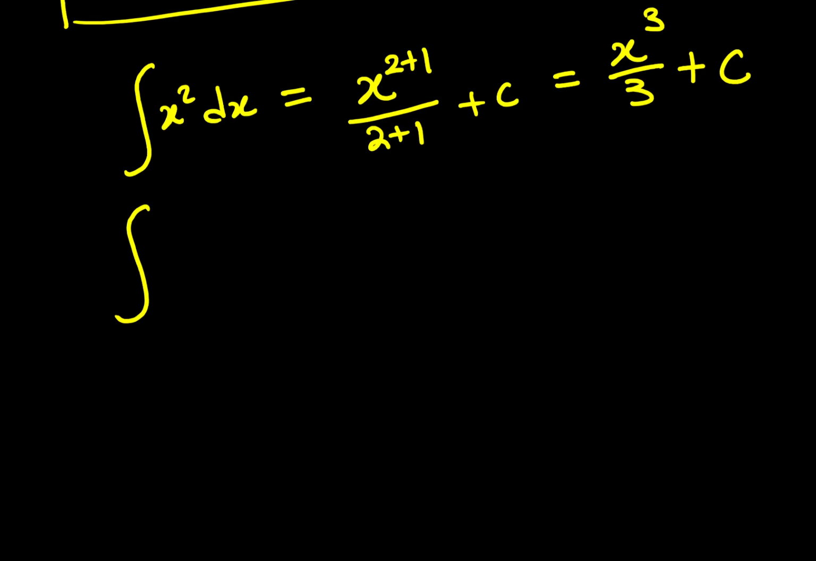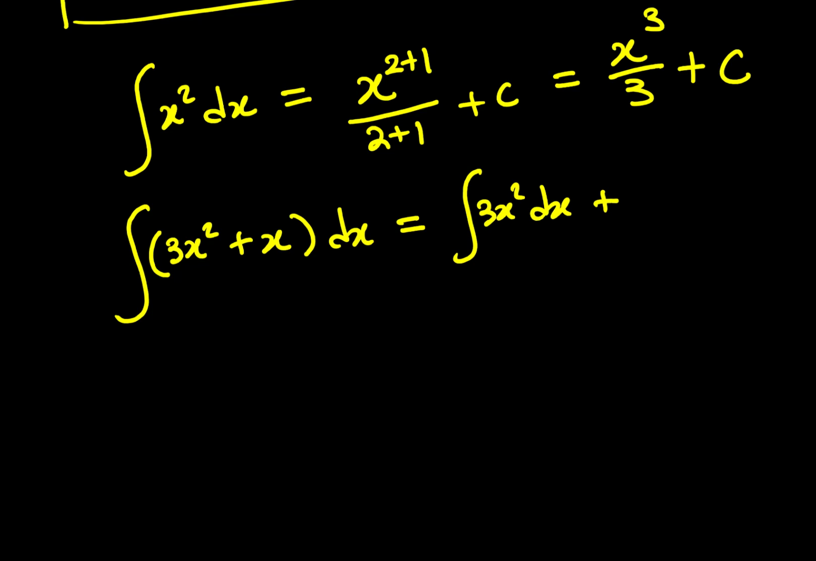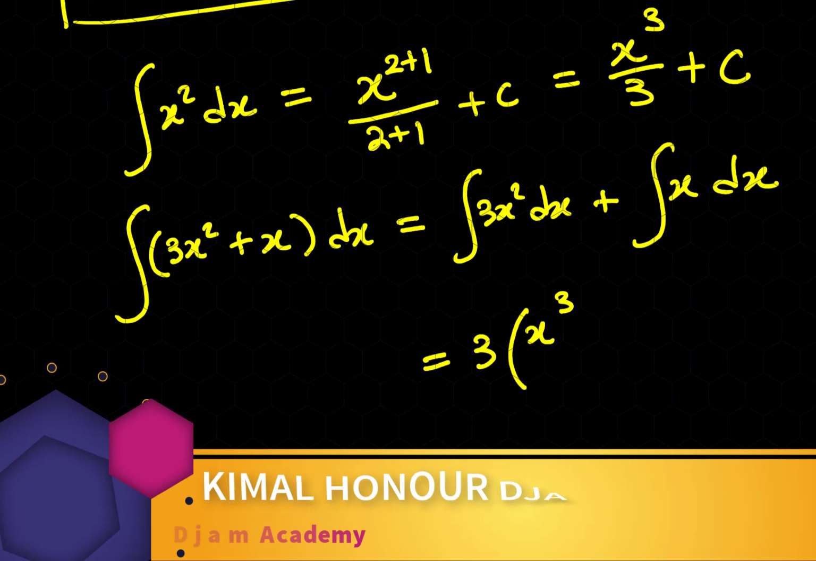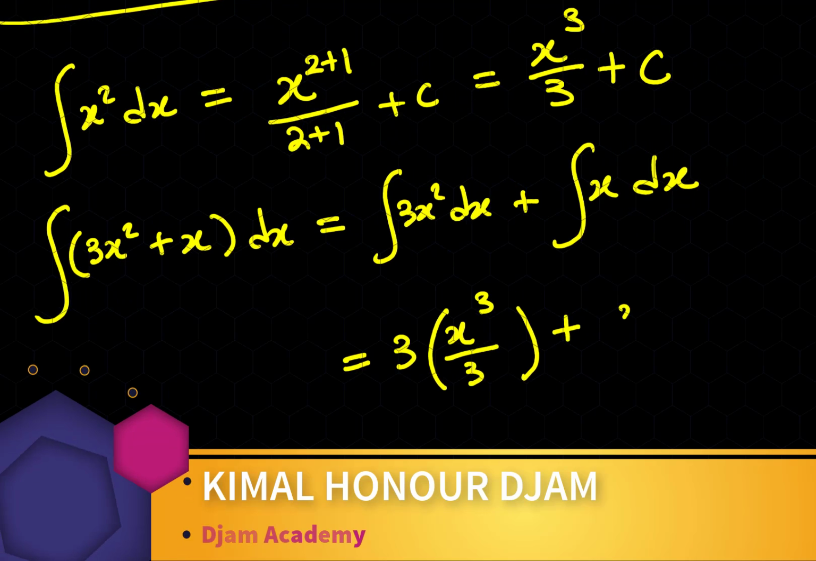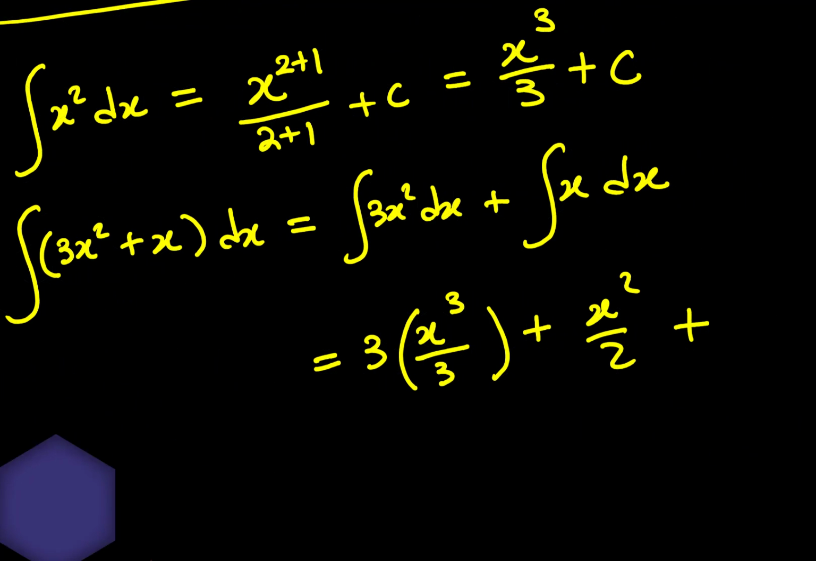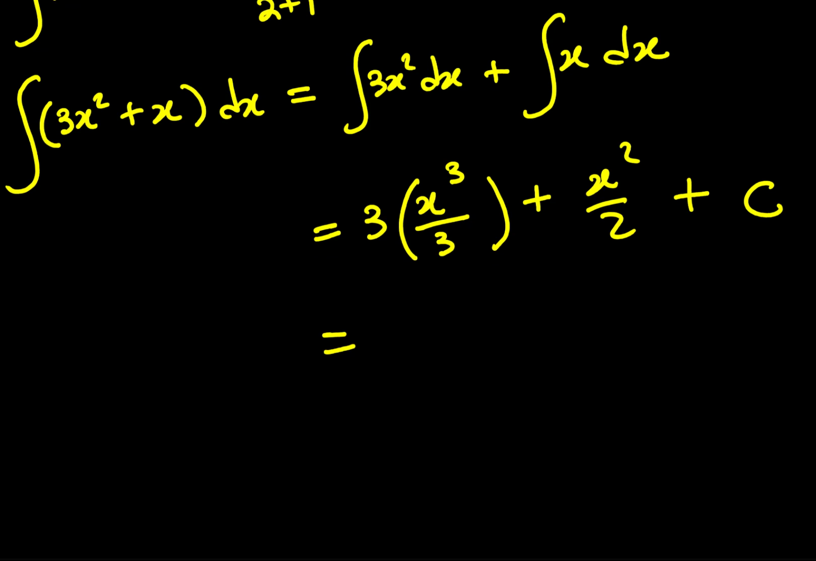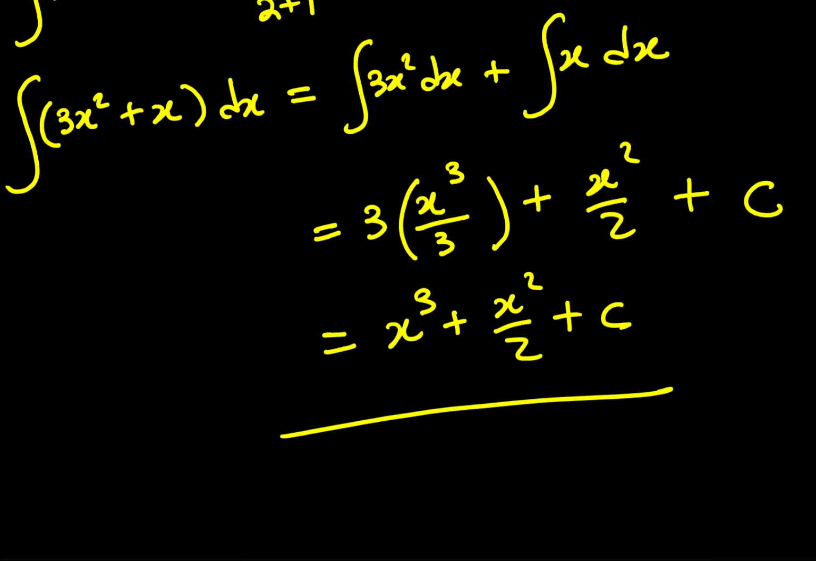Similarly, the integral of 3x squared plus x dx is equal to the integral of 3x squared dx plus the integral of x dx. This is equal to 3 bracket x cubed divided by 3 plus x squared divided by 2 plus our constant c. So if we simplify here, we're going to have x cubed plus x squared divided by 2 plus c, and that will give us our answer.